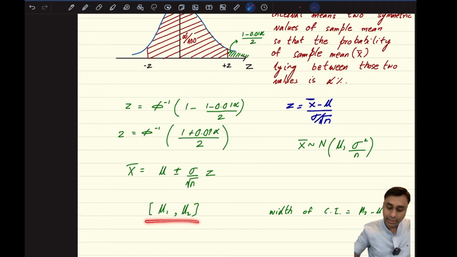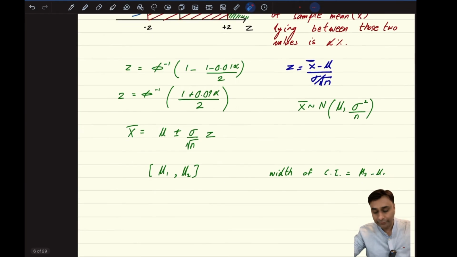And then once you find the confidence interval, you write it down in square brackets like this. So this is the lower limit of the confidence interval, and this is the upper limit of the confidence interval. Let's have a look at a few examples.